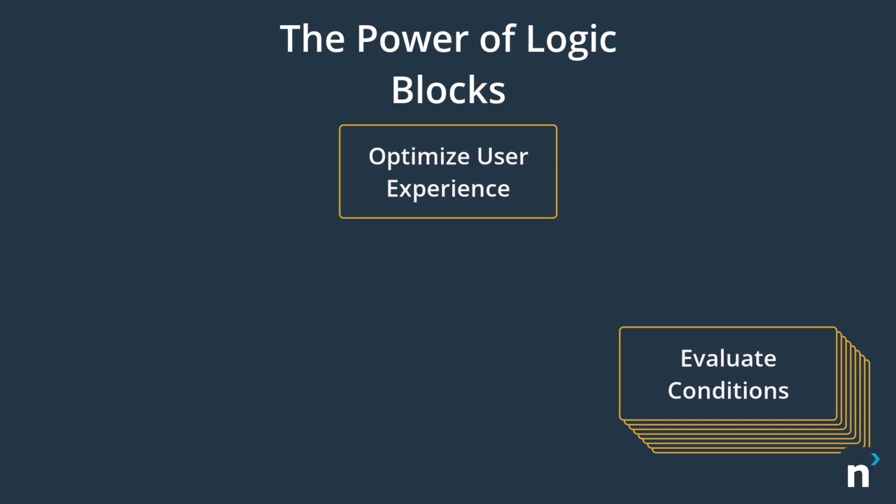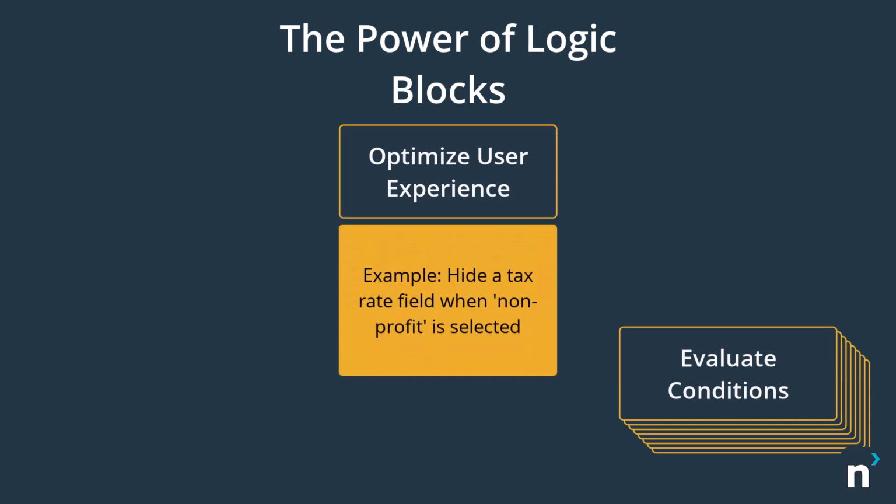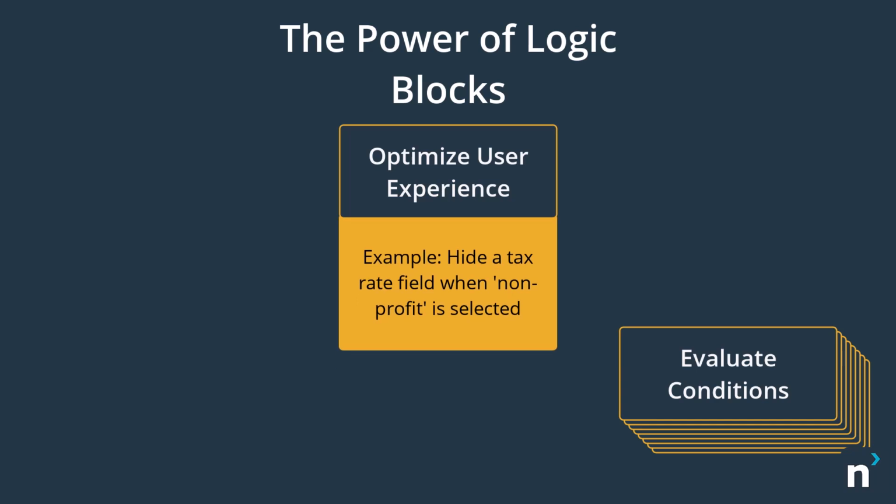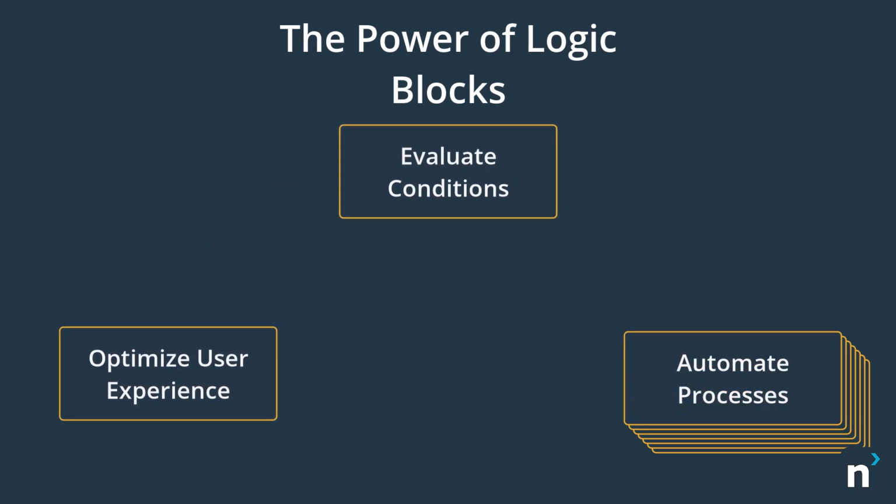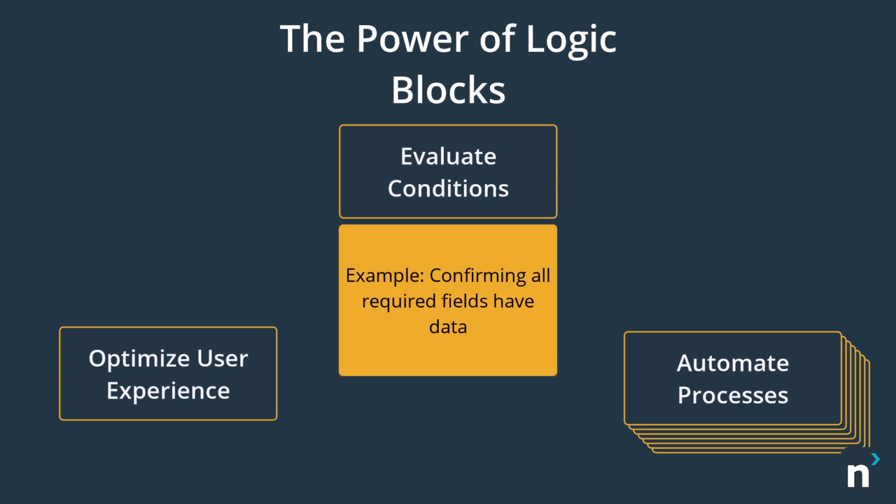Showing or hiding components within an application based on the value entered. For example, hiding a tax rate field when nonprofit is selected in the customer field. Evaluating if defined conditions are met before completing an action, such as confirming all required fields have data before saving and processing a record.